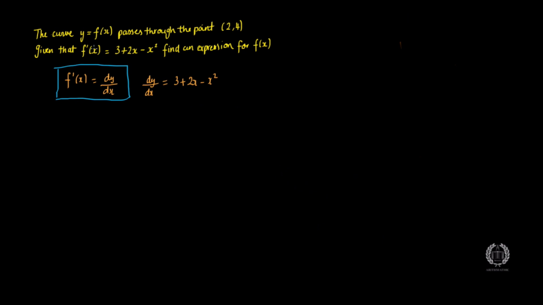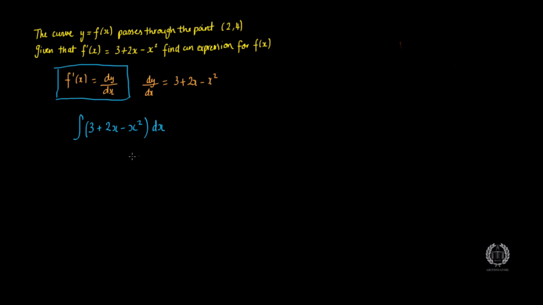So we need to find an equation of a curve. When it says find an expression for f of x, it means we need to find the equation of the curve. What we're going to do first is quite simple. All you're going to do is integrate this. You're going to integrate 3 plus 2x minus x squared, and you can put dx if you want, or you don't have to. That's the integral sign. So I'm going to integrate this.